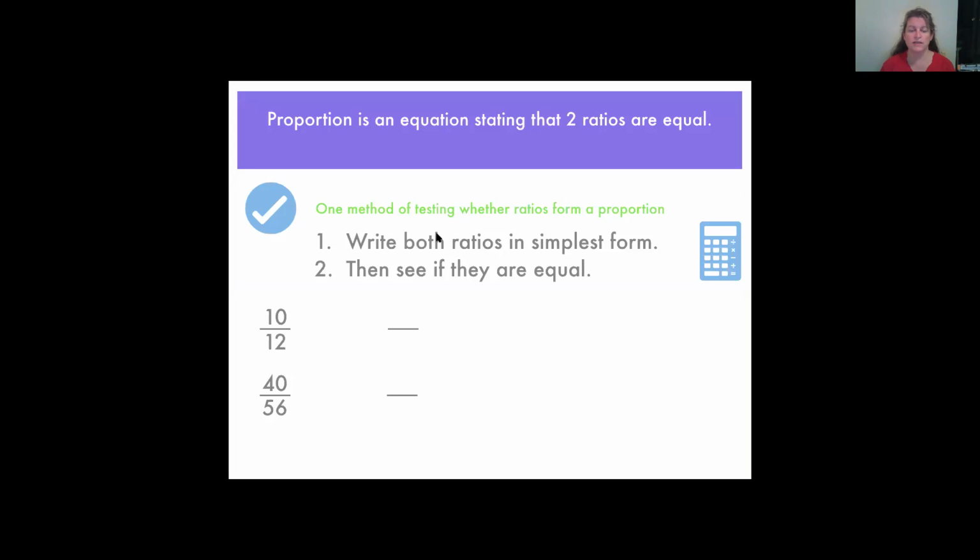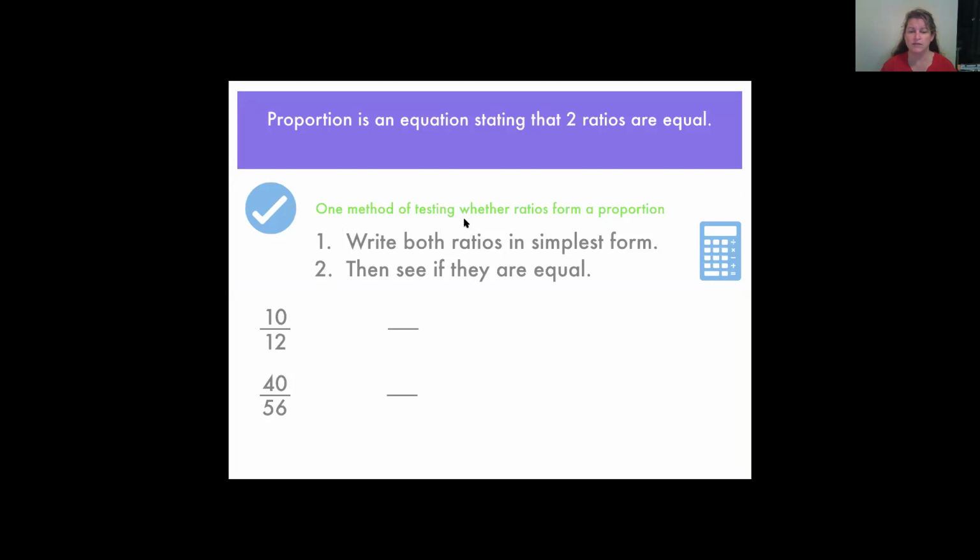A proportion is an equation stating that two ratios are equal. All right, here are my two ratios. And a proportion is an equation saying that these two are equal to each other. Well, how do you know if they're equal to each other?